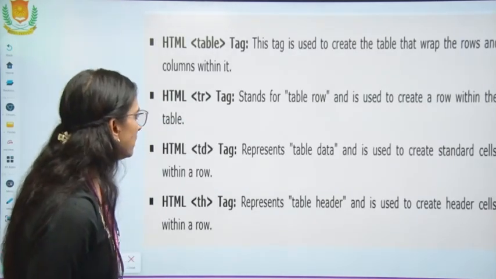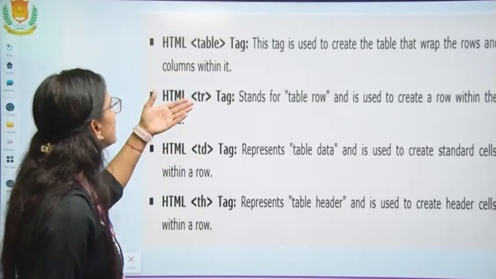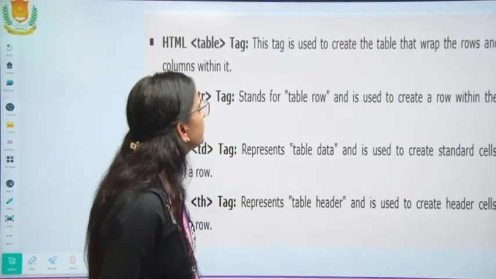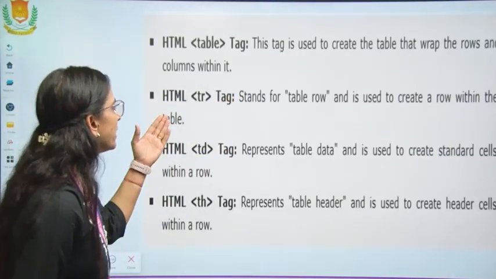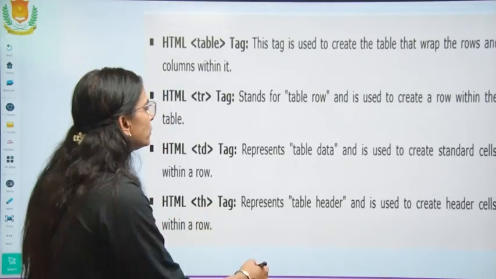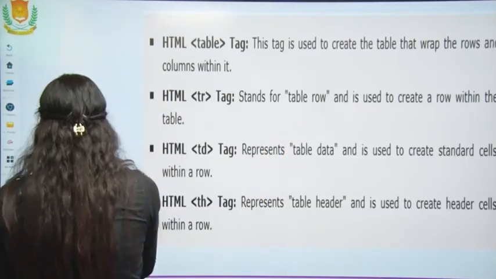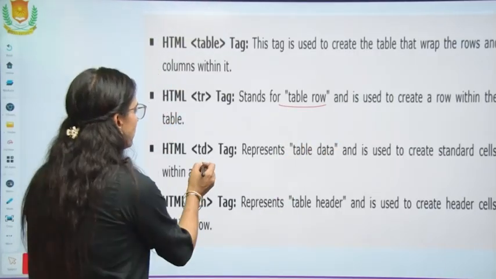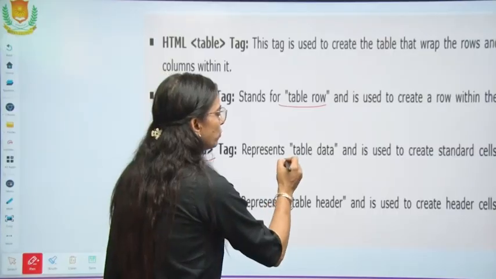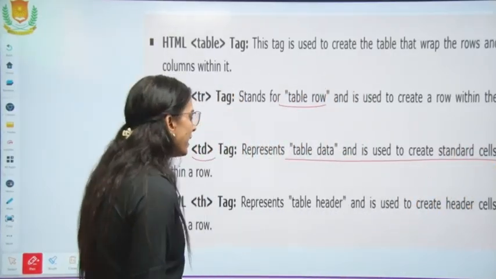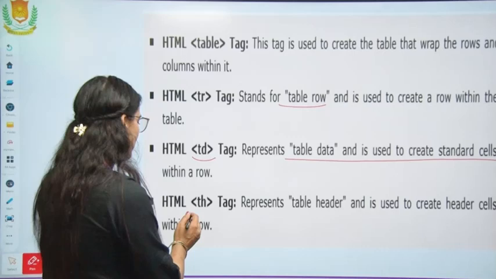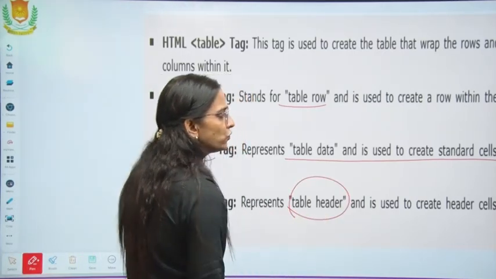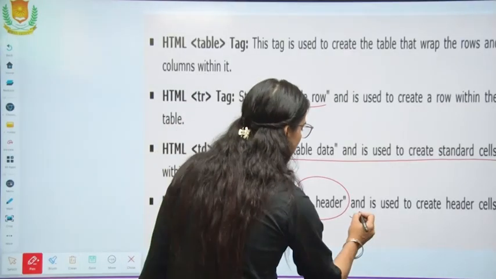Now we discuss the tags. The HTML table tag is used to create the table, wrapping the rows and columns within it. The HTML tr tag stands for table row. It is used to create a row within the table. Then we have table data, which is basically used to write the contents of the table within the row. Then we have table heading, which represents the table header. It is used to create the headings.